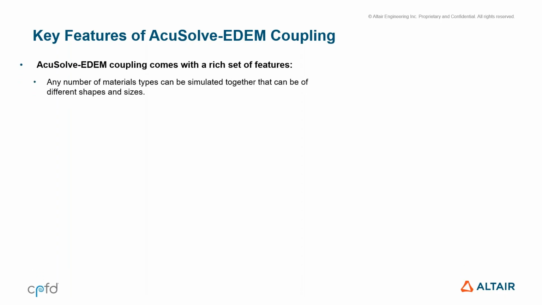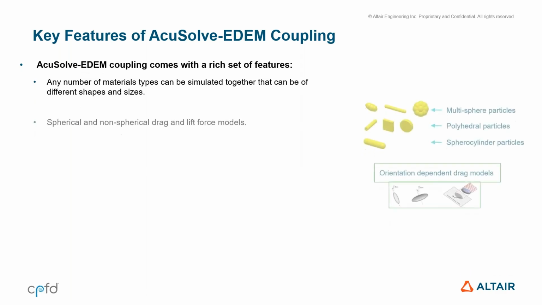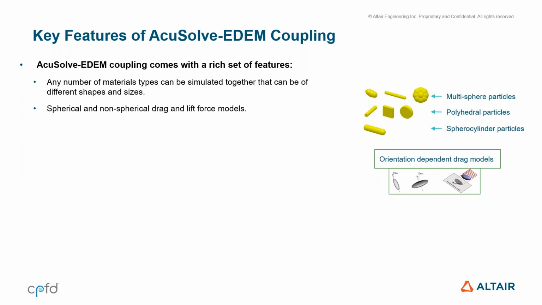Using AcuSolve EDEM coupling, users can simulate any number of material types, and these can be of different shapes and sizes. If you want to simulate a powder, which is a very fine bulk solid, you can simulate it using a spherical model. Or if you want to simulate the interaction of non-spherical particles like plate-shaped particles, discs or ellipsoids, you can use non-spherical particle shapes such as polyhedral, spherocylinders and multisphere particles. And in order to take into account the effect of fluid on these non-spherical particles, we support both spherical and non-spherical drag and lift models.